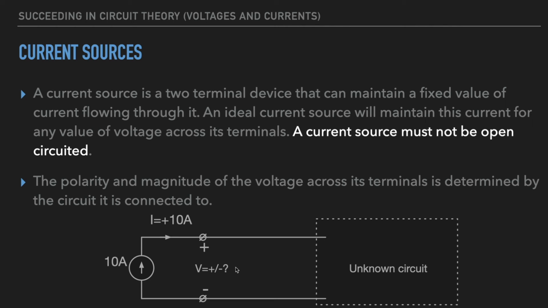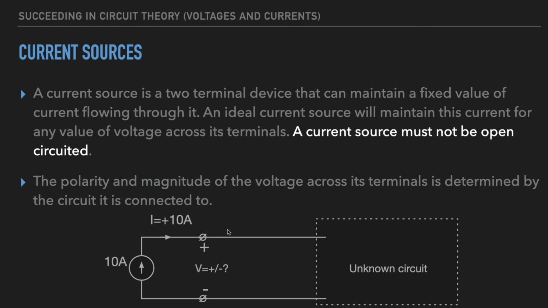The voltage here is unknown. It depends totally upon the circuit that we've attached our current source to. The only thing that's defined is that current. Now, if we open circuited this, so if we remove this unknown circuit, then we would have our 10 amp source, but we would not be able to draw a loop. And if we couldn't draw a loop, then we have 0 amps. So we have 10 amps, 0 amps. They're both flowing at the same time. That's obviously a real problem, and it must be avoided at all costs.